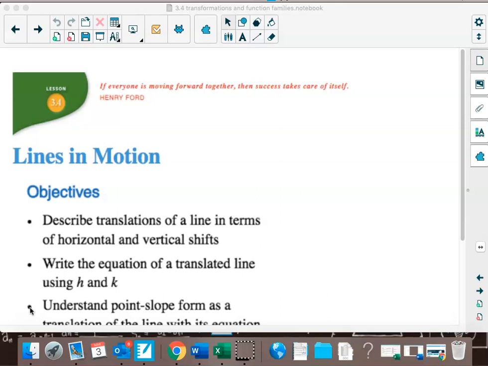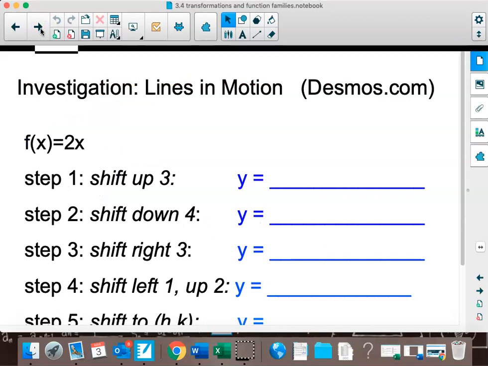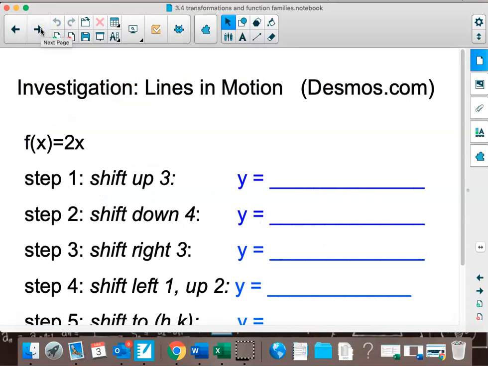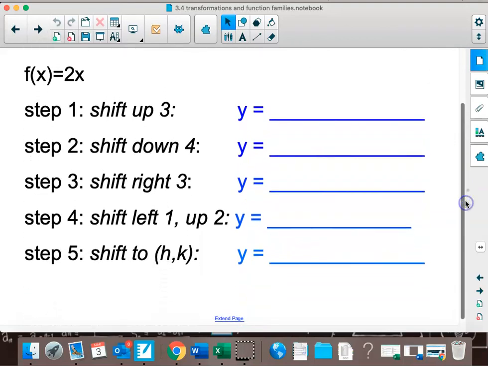So there are 2 main goals. First goal is to start learning what transformations are. Second goal is to get introduced to some families of functions. All right, instead of going on Desmos, which we did in third, but that's okay, we're just going to talk through these a little bit.